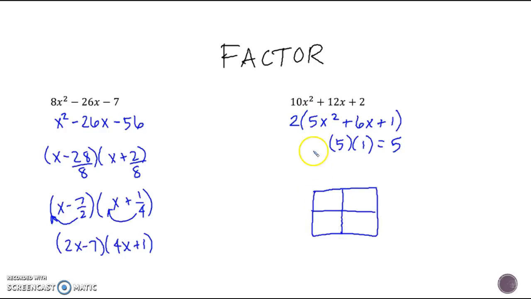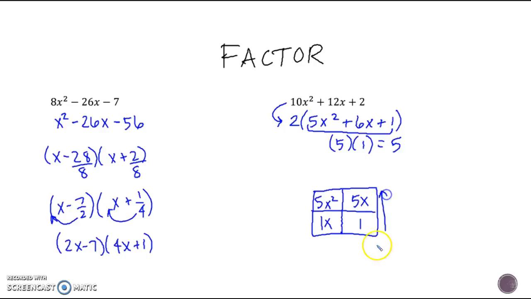First term always goes up front. Now remember, I'm just factoring this because I already broke down my first line to get this one. So I'm just factoring what's in parentheses. So I've got 5x squared and a positive 1. My last term goes in the bottom. I'm looking for two numbers that multiply to 5 and add to 6. I know that those are going to be 5 and 1. So I'm going to have a 5x and a 1x.